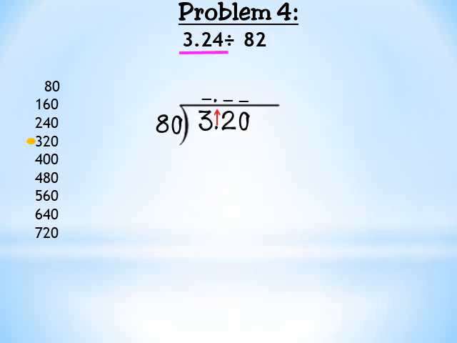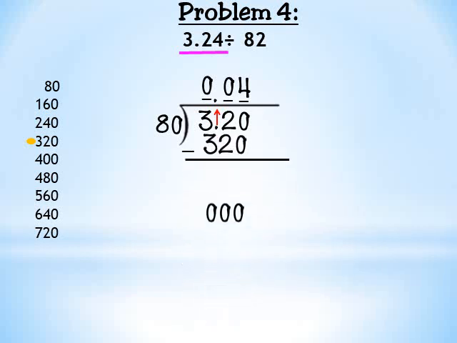And start to divide. 80 goes into 3 0 times, 80 goes into 32 0 times, but 80 goes into 320 4 times. And 4 times 80 is 320. Subtract them and you get 0. Your final answer to this problem is 4 hundredths.